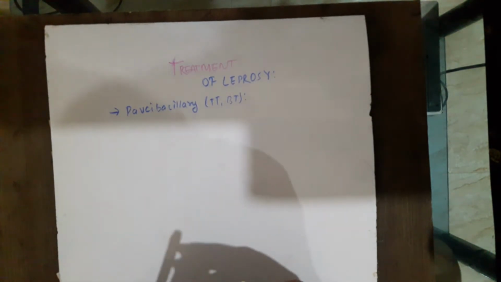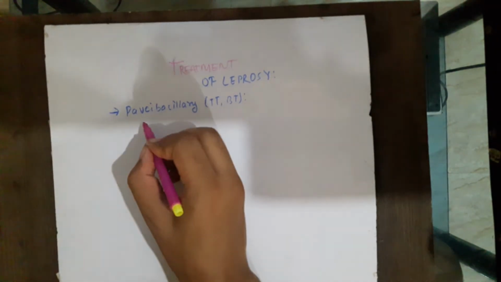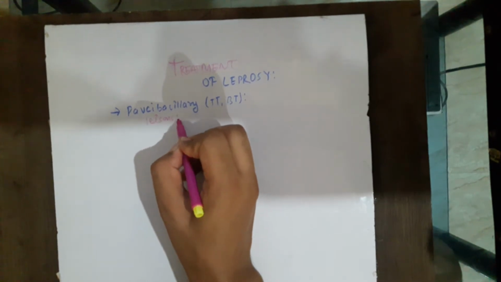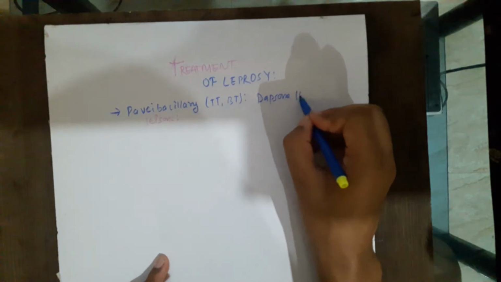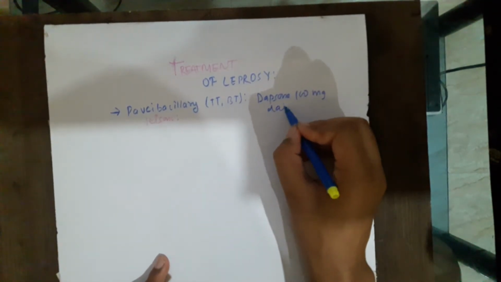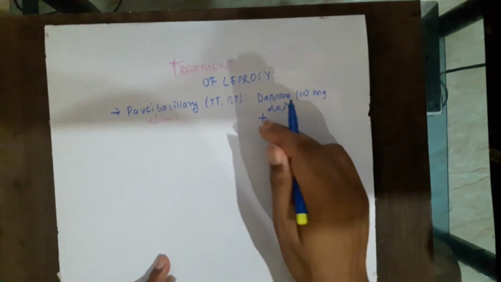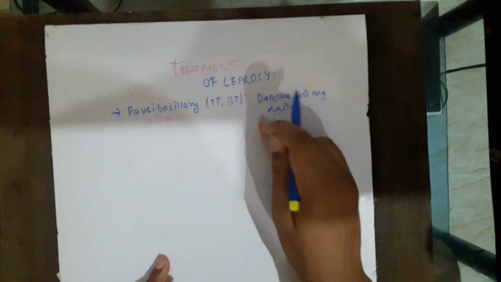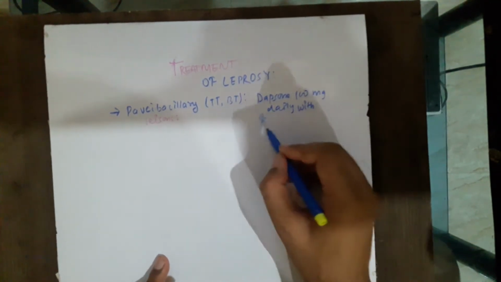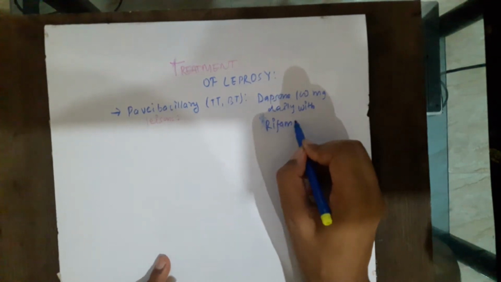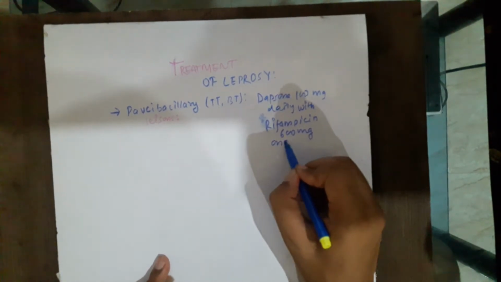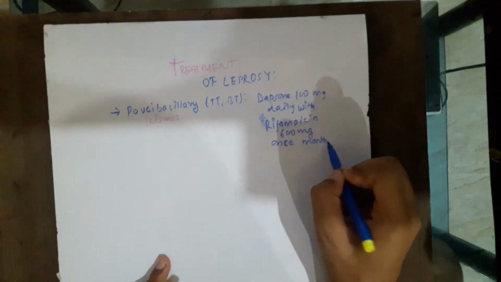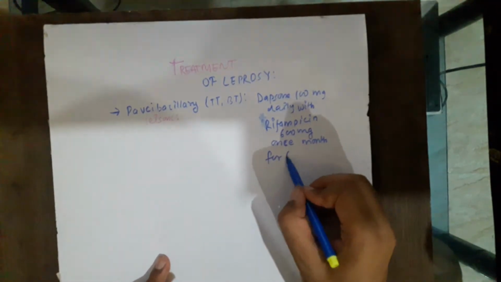So for the treatment of paucibacillary lesions or leprosy, we use Dapsone 100 mg daily with rifampicin 600 mg once a month, and the duration is for 6 months.